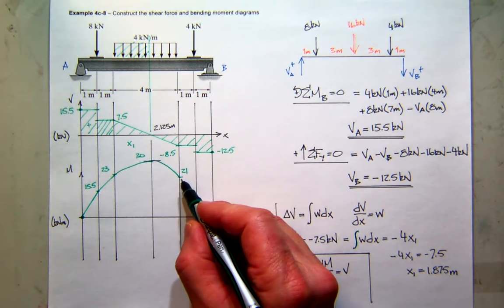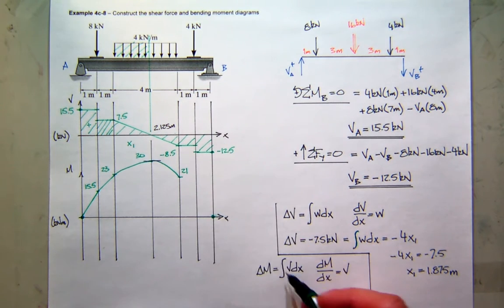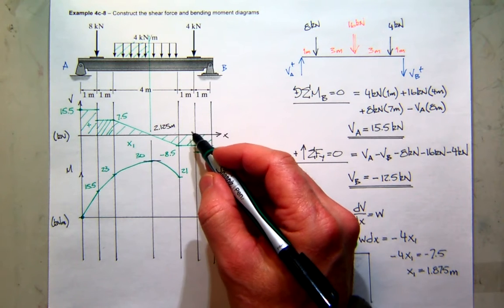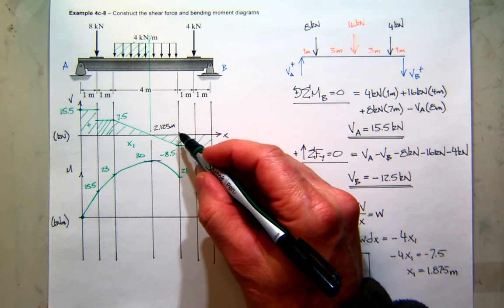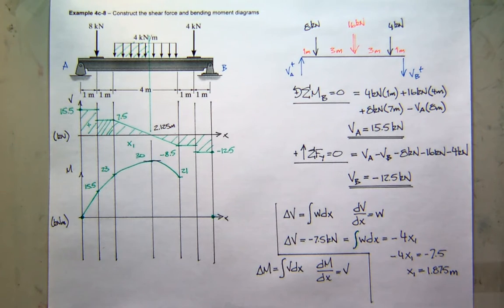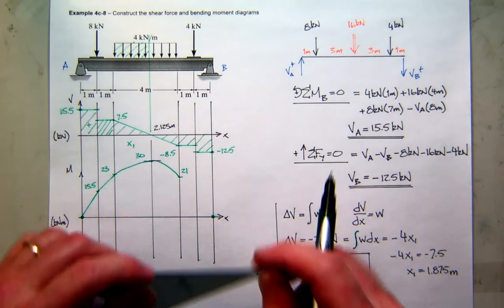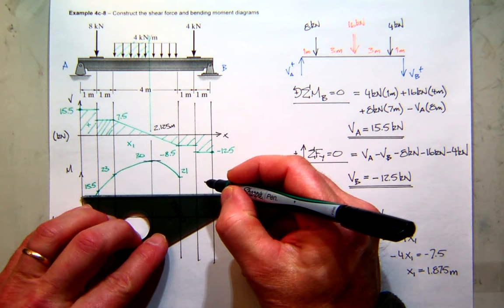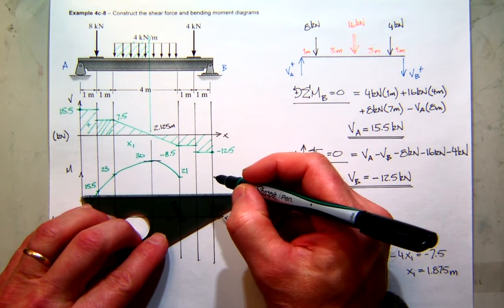Now the next change over the next meter, so the change in moment is the area of the shear diagram. What's this shear diagram area? That's easy. It's a rectangle. Has a base of 1 and a height of 8.5. So what's 21 minus 8.5? 12 and a half.